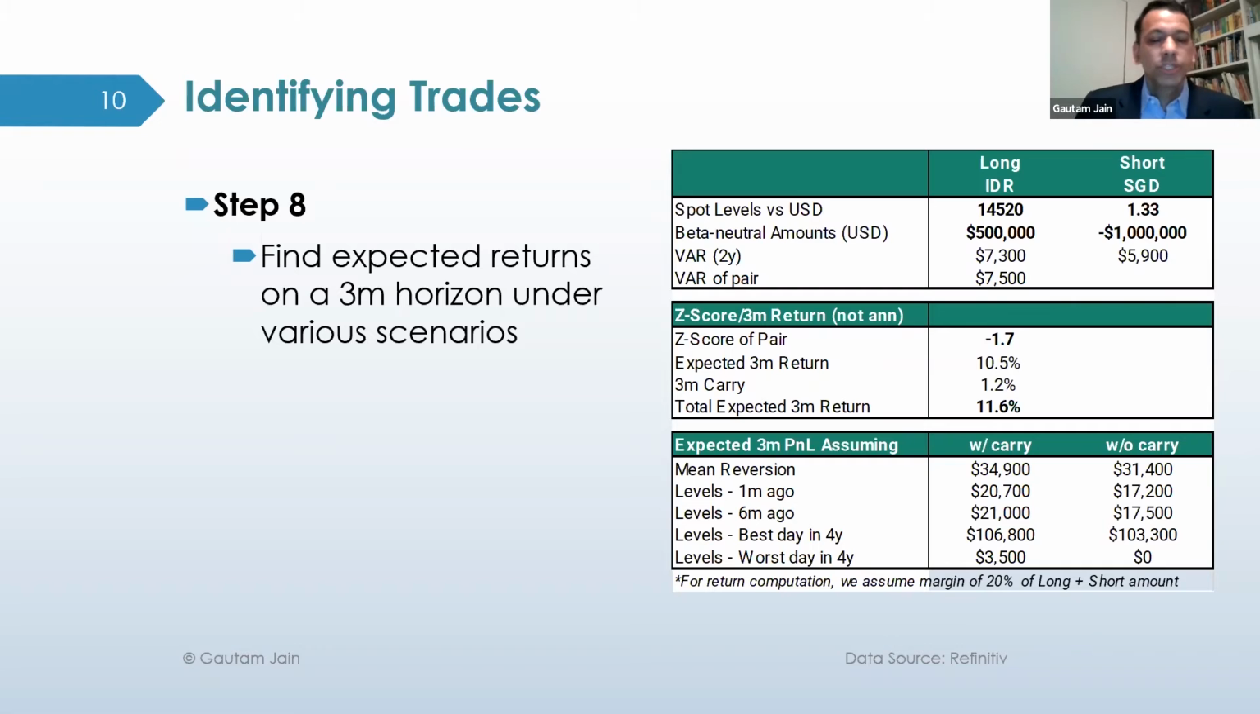I can also compute the Z-score of the pair to see if it's high enough, making the pair attractive as a trade. I can also look at VARs of each leg and the VAR of the pair to make sure that the pair itself has not much more risk than one leg of the trade. Finally, I can compute the expected return, assuming mean reversion were to happen, and that's what I put out in a table.